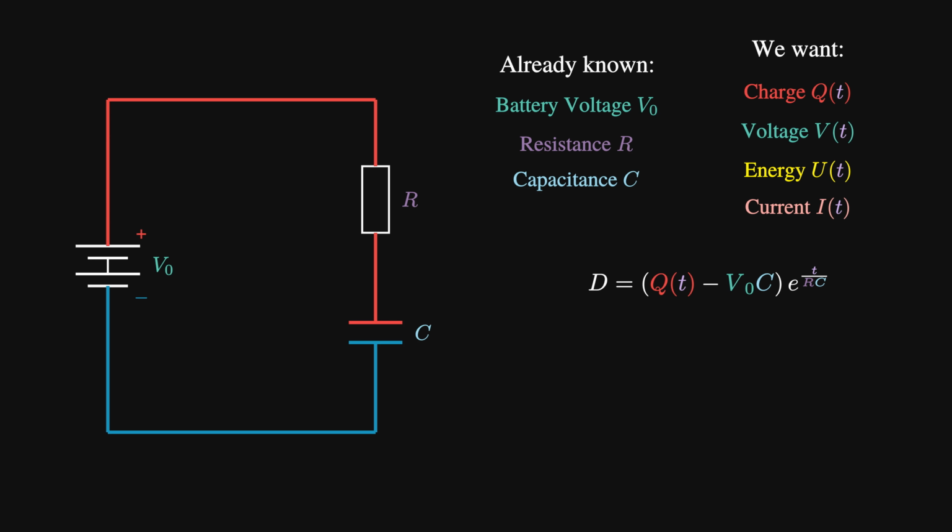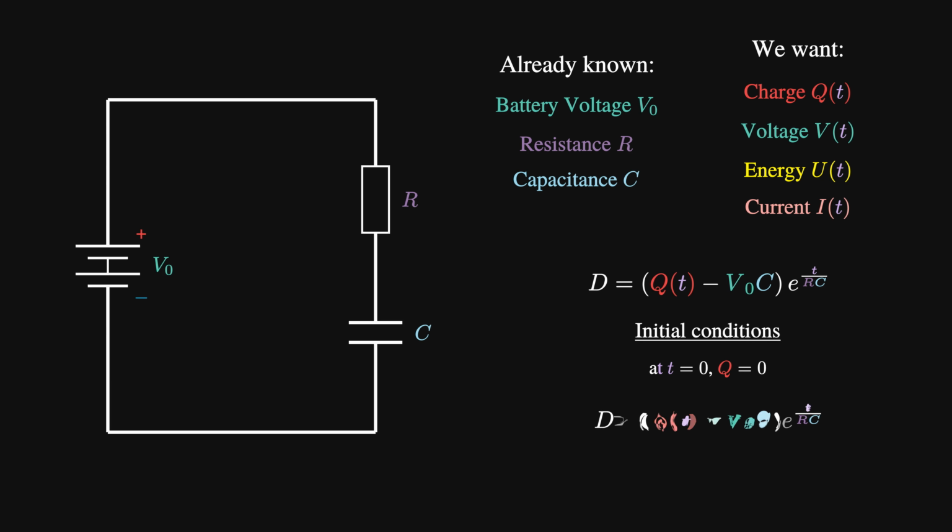This might look strange, but we now have an equation relating the charge on the plates q to the time t. We can get rid of this unknown constant d very easily by considering the initial conditions of our circuit. At a time t equals 0, we know the charge on the plates must be 0. If we substitute these conditions into our equation, we get d equals 0 take V0 times C times e to the 0. So d equals minus V0 times C. Therefore, we can rewrite our expression for q as follows.